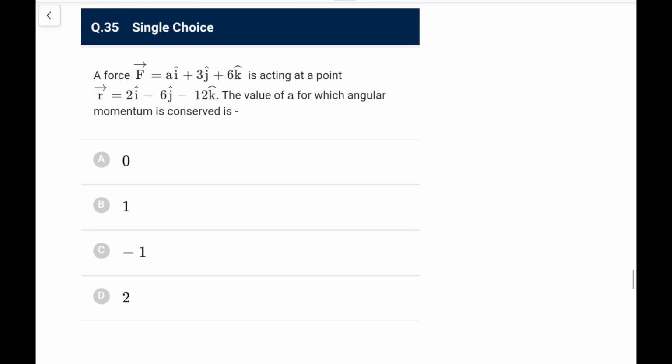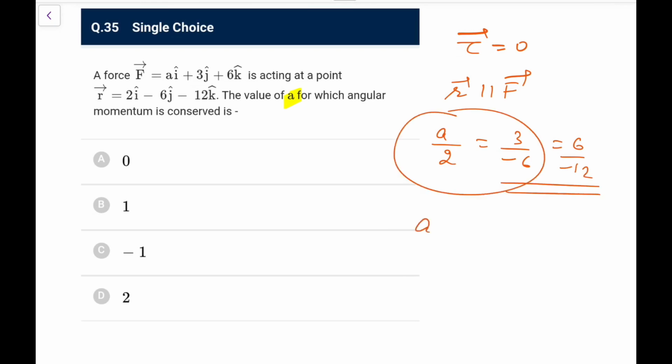A force is acting at a point, find the value of A for which angular momentum is conserved. For angular momentum to be conserved, torque must be 0. That means R should be parallel to F. So for the parallel condition, A by 2 should be equal to 3 upon minus 6, which is 6 upon minus 12. These are already equal. So A comes out as minus 1. So go for option C. You know for parallel or anti-parallel, parallel means both 0 degree or 180 degree cases, and here because the ratio is negative, they will be opposite to each other, but the torque still will be 0.